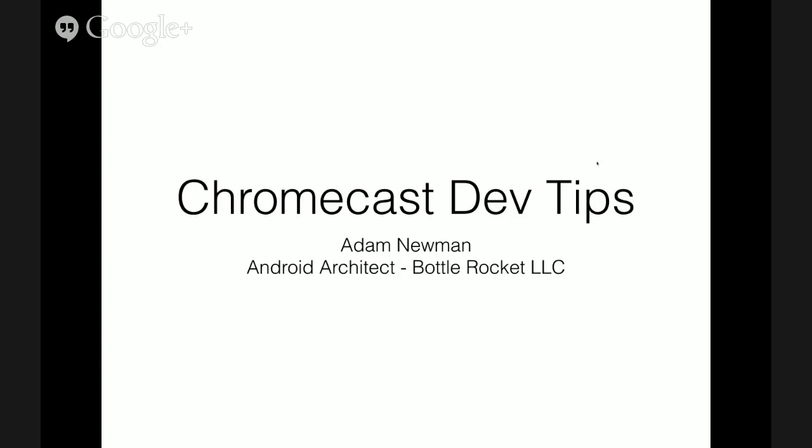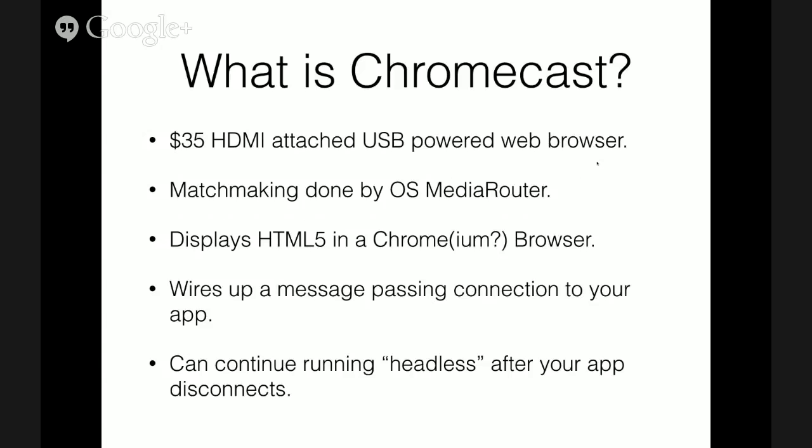It's simple and complicated at the same time. It appears simple, but then you get into it and there's little details that catch you. There's going to be some lag. All right, so what is Chromecast? It's a $35 miracle machine that's actually a Chrome browser.